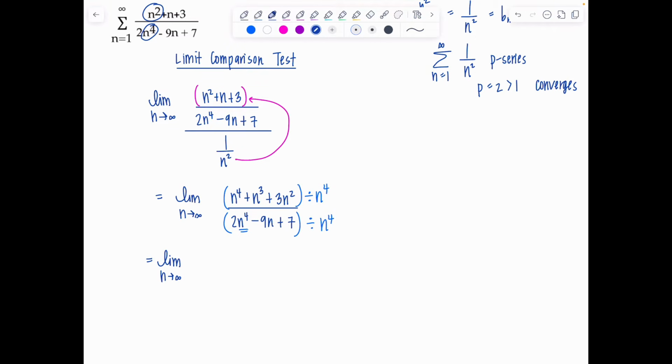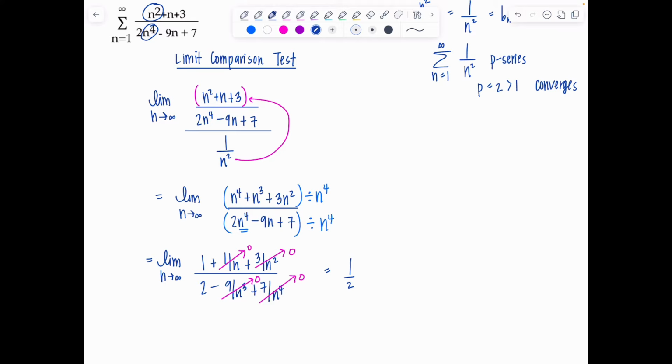Good? Okay. So if I distribute 1 over n to the fourth, this is going to be 1 plus 1 over n plus 3 over n squared, and then down here we'll have 2 minus 9 over n cubed plus 7 over n to the fourth. So in the numerator, these two terms will go to 0. I'm just left with a 1. And then in the denominator, these two terms also go to 0. I'm just left with a 2. So my limit is 1/2.